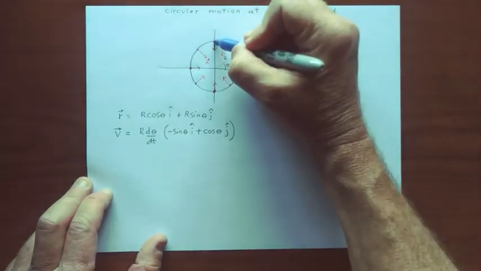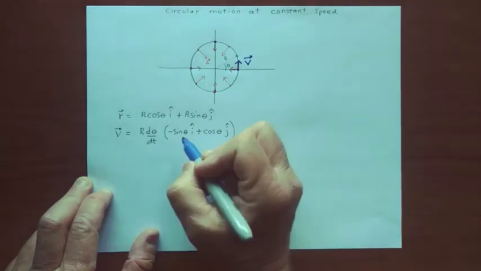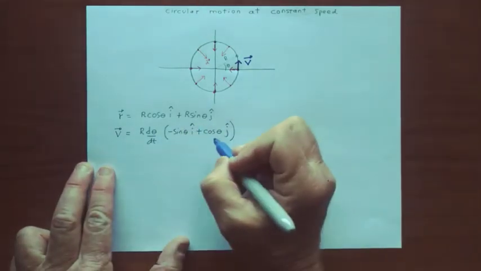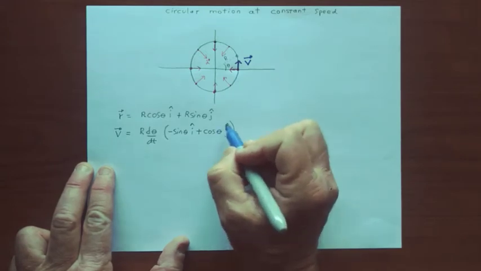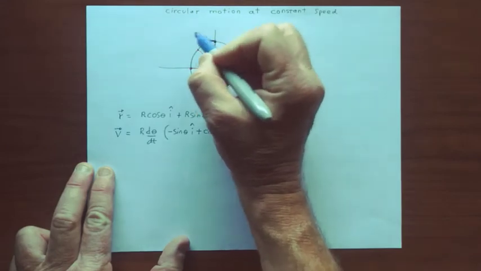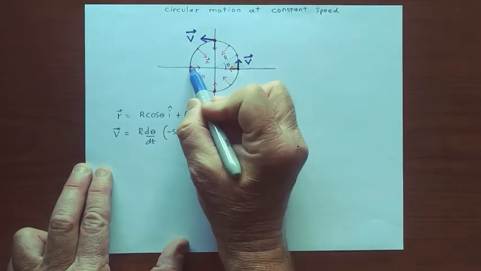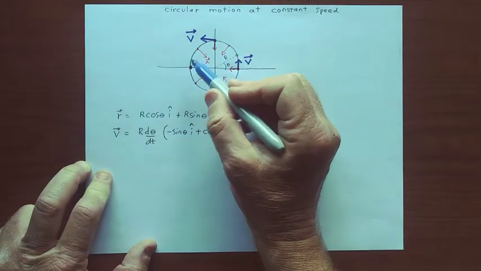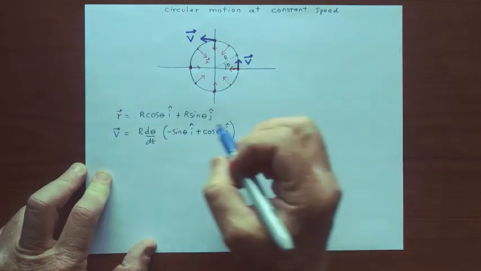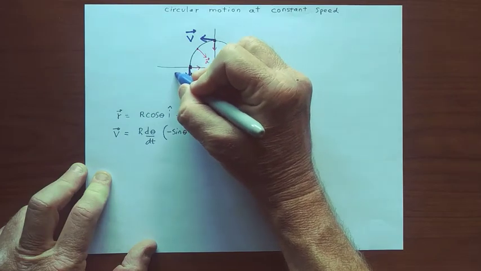When the object is here, theta is 90 degrees. Sine of 90 is 1. We have a minus sign. Cosine of 90 is 0. This goes away. We have a minus i hat. Therefore, the direction of the velocity there must be to the left. When we're here, we have 180 degrees. Sine of 180 is 0. Cosine of 180 is minus 1. So we have a negative j hat. So we're pointing that way.